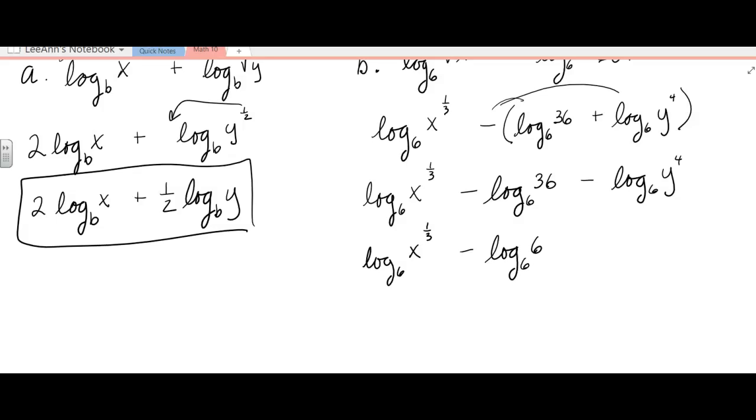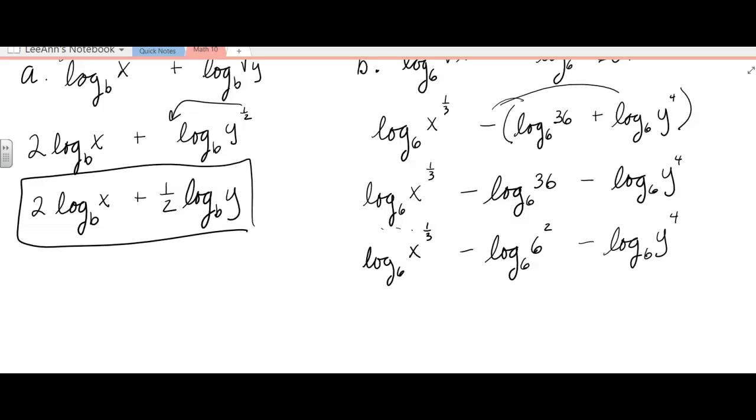That 36 is 6 squared. Now, how do you know to do that? You're going to have to say, hey, could something happen here? Or, is there a relationship between 6 and 36? And there is. So I want to write that as 6 squared minus log base 6 of y to the 4th. Okay, now I'm going to take care of the exponents.